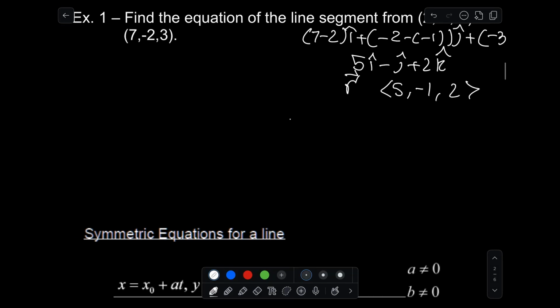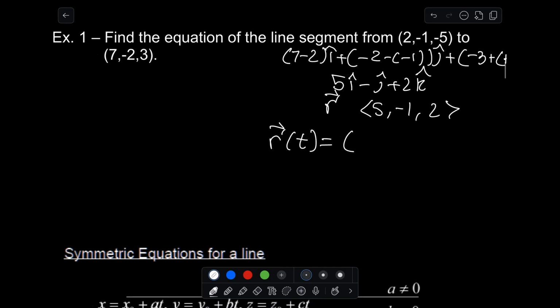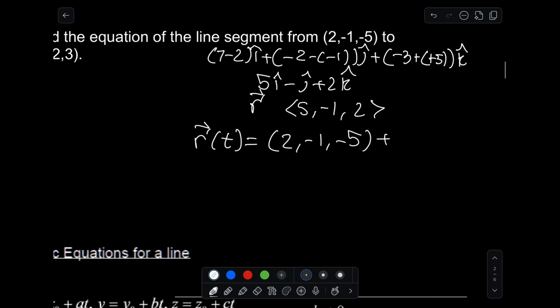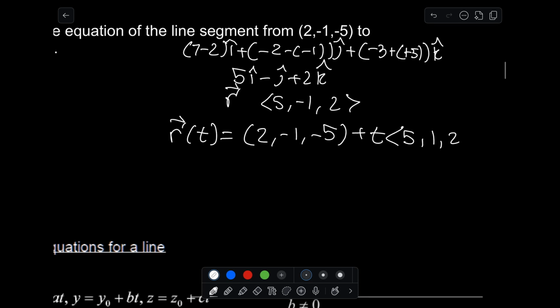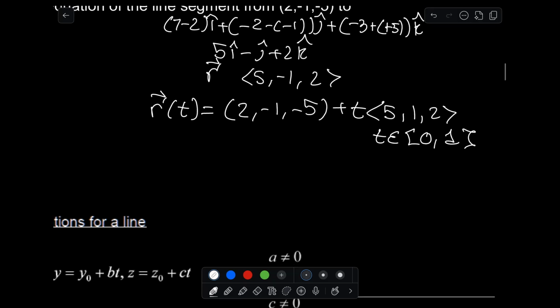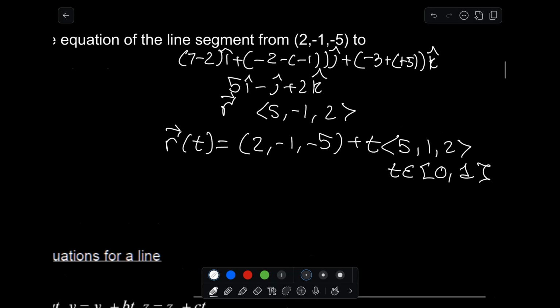And if we're trying to solve for r of t as a function, we can use this as a starting off point. We can use our initial point. Let's say our initial point was (2, -1, -5). We do plus t times the direction vector, where t is an element from 0 to 1. This helps us determine the line, right?